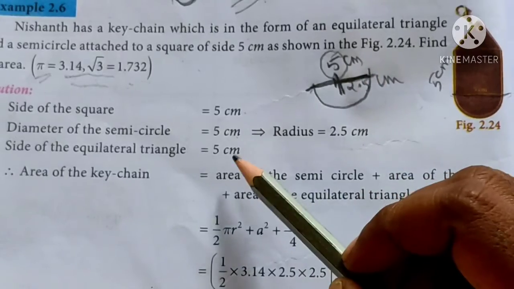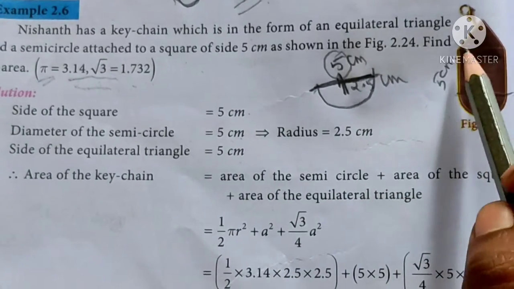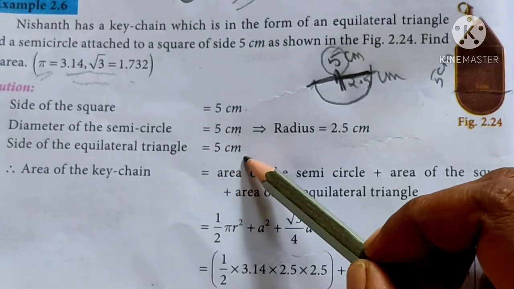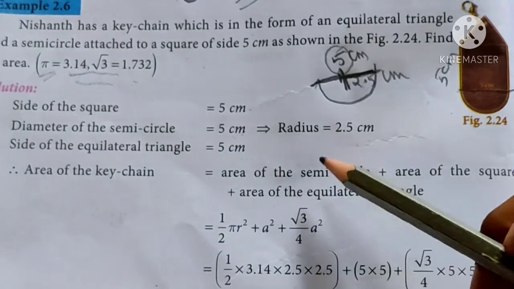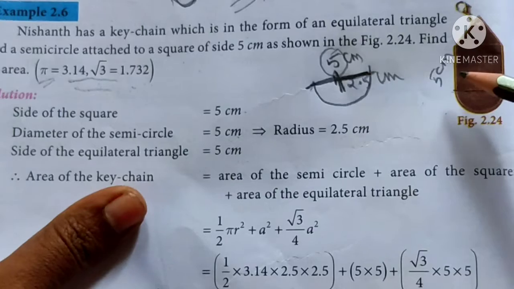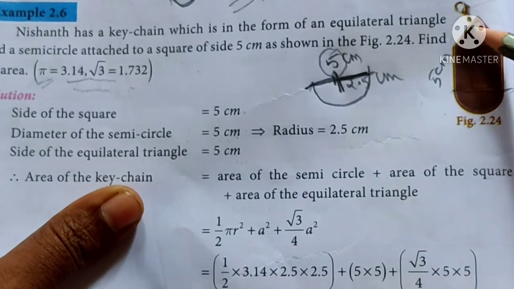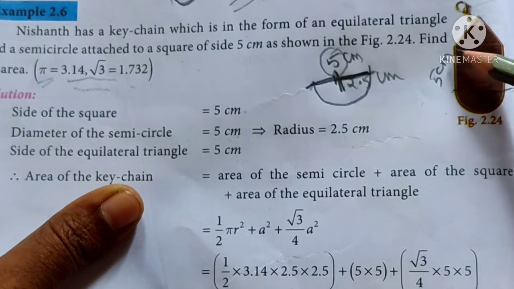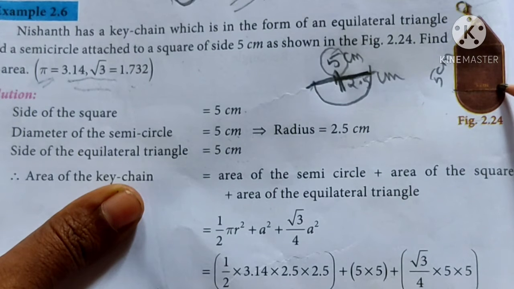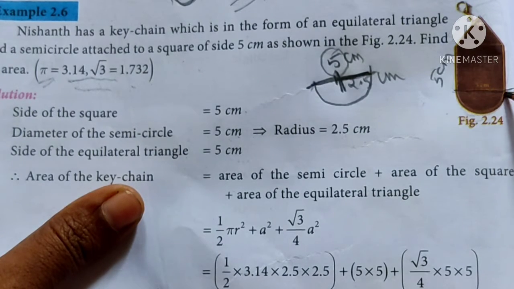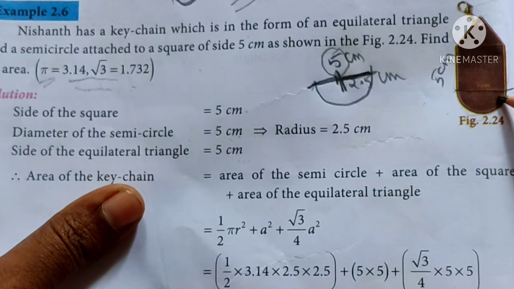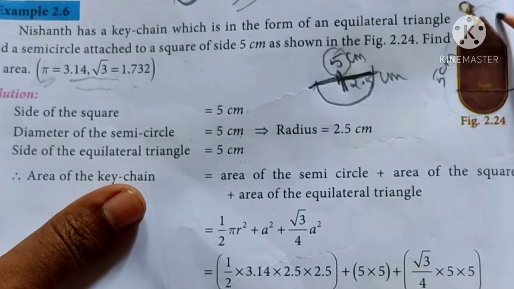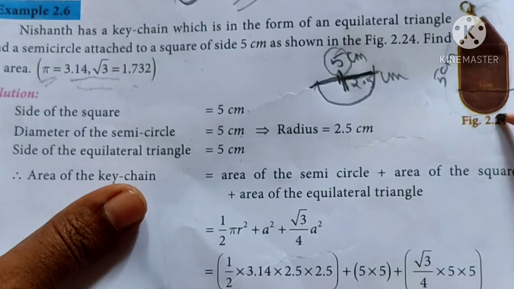The side of the equilateral triangle is 5 centimeter here also, because all the sides are 5 centimeter. Then the area of the keychain. What combined shapes are given in this figure? At the top, we get one triangle. Then the middle part is a square and the bottom is a semicircle. So we add all the three combined shapes, and we get the answer.